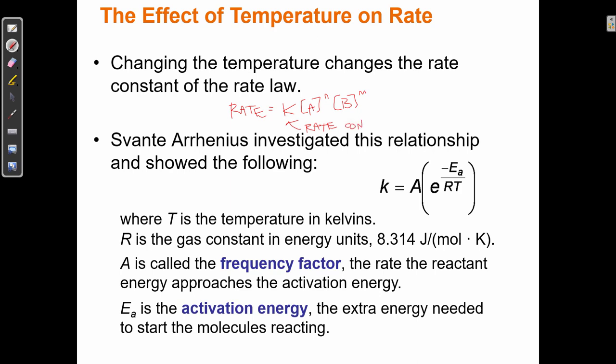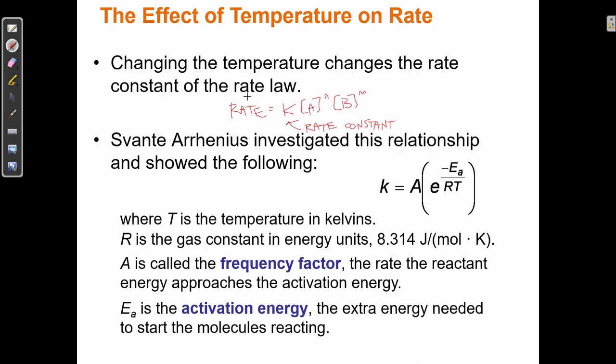So when we're changing the temperature, we say that changing the temperature changes the rate of a reaction. Well, here's the rate of the reaction. Changing the temperature does not change the concentration of the substances. If I heat it up or I cool it down, I still have the same amount of A and B. And heating it up and cooling it down does not change the order of the reaction. It doesn't affect n or m. If it's hot or cold, the reaction will still be first order or second order, and so on. So it doesn't affect the order of the reaction.